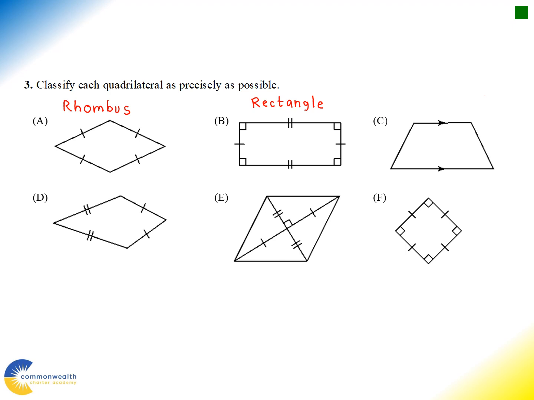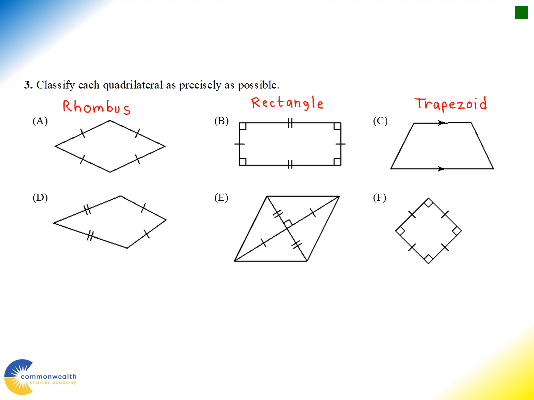For C, I do have one pair of opposite sides being parallel. I don't have any indication that the other sides are supposed to be parallel, and they certainly do not look like they'd be parallel. I mean, if I extended them, it looks like they would eventually intersect. So at best I could call this, because I have one pair of parallel sides, a trapezoid.